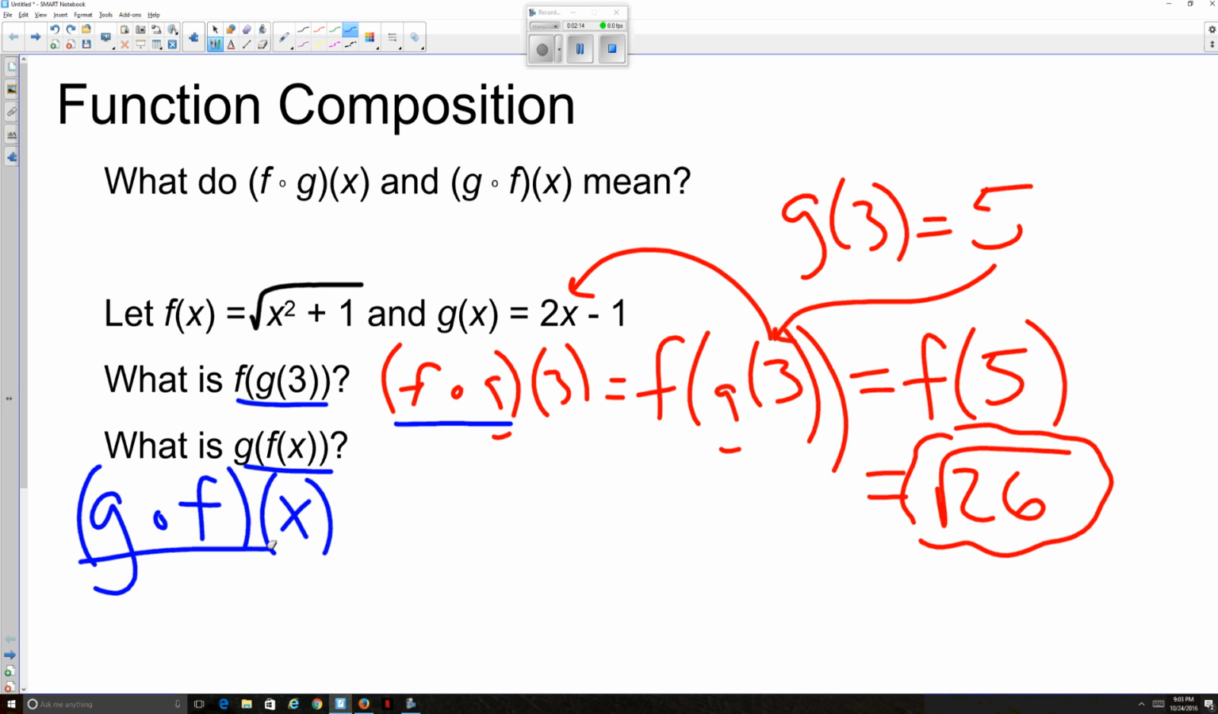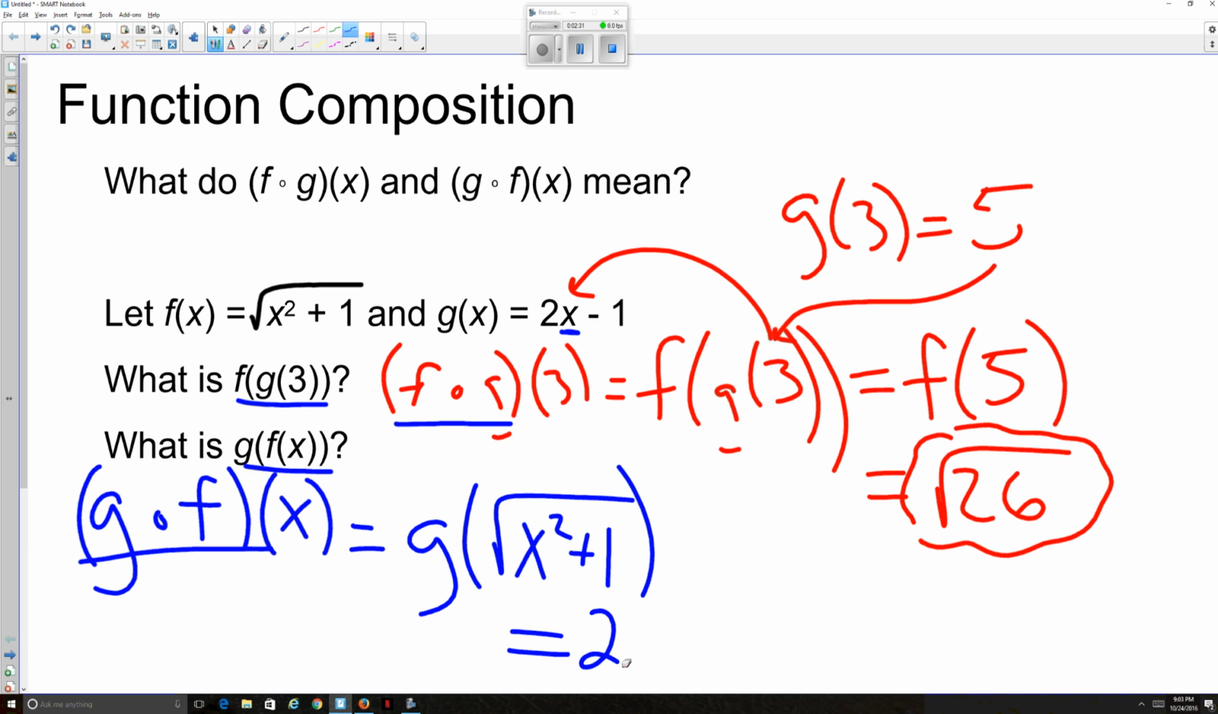So let's do this. What is g of f of x? Well, that means we have g of, and we're going to plug in the square root of x squared plus 1. Everywhere we see an x here, we're going to plug in the square root of x squared plus 1. So this is 2 times the square root of x squared plus 1, minus 1. So that's what that function is equal to. Okay? We're going to focus on f of g of x.